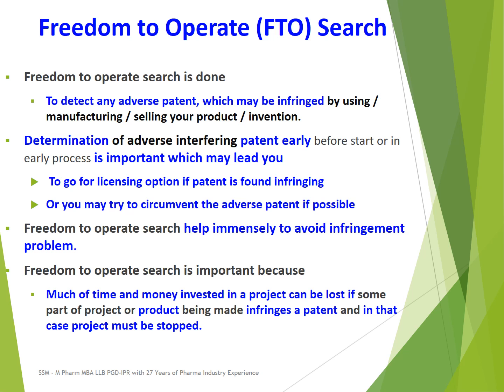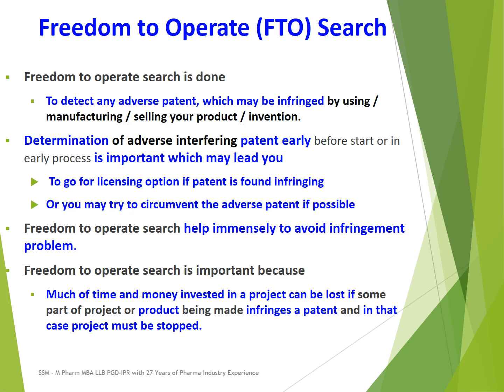Determination of adverse interfering patent early, before start or in the early process of your project, is very important, because once you have determined or identified the adverse interfering patent, then you will have different options. You may either go for the licensing option for the infringing patent, or you may try to circumvent or bypass that infringing adverse patent if possible. So you can do some R&D, you can modify your product so that you will not infringe the patent claim. Freedom to operate search helps immensely to avoid infringement problems.